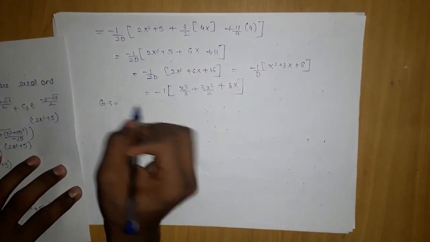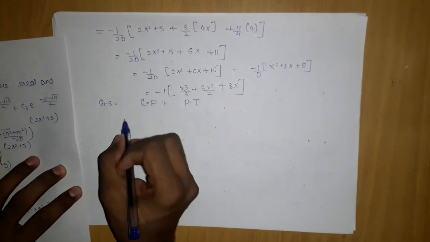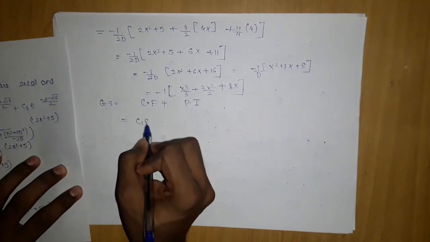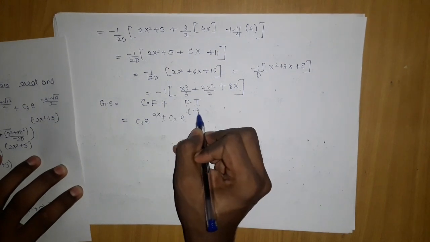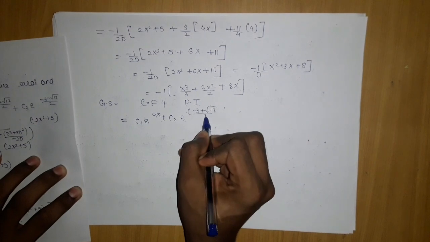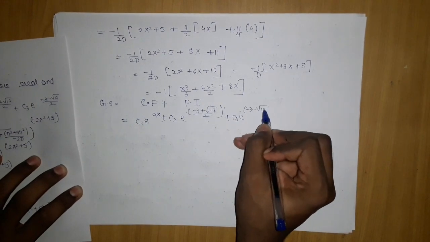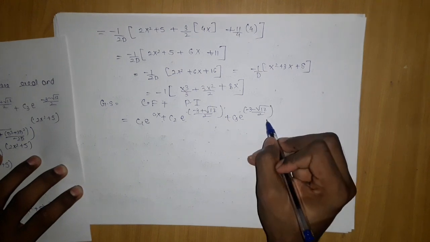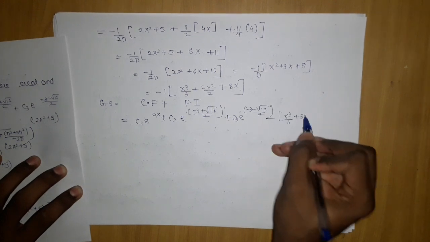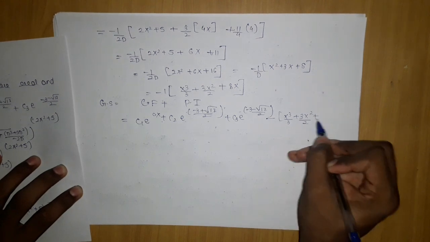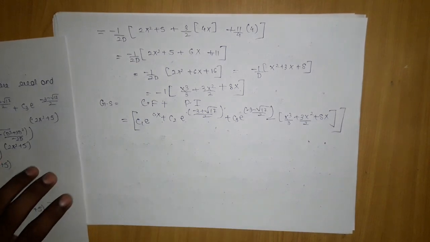General solution is nothing but complementary function plus particular integral. Just write the things: c1 e to the power 0x plus c2 e to the power (minus 3 plus root 17) by 2, c3 e to the power (minus 3 minus root 17) by 2, minus x cube by 3 plus 3x square by 2 plus 8x as our answer. So this is our required answer.